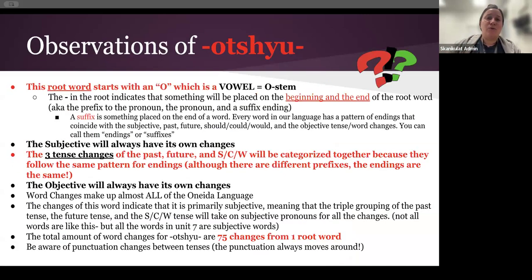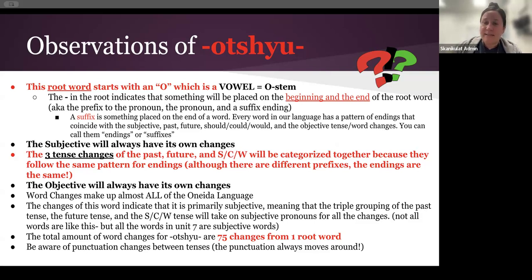Okay. So observations of ochu I already mentioned. It starts with an O, which is a vowel, so it's the O stem. The dashes at the beginning and the end mean that something's going to be placed at the beginning or at the end. Just to emphasize, I mentioned this word suffix. A suffix is something that is placed at the end of the word. Our language has patterns of endings that also coincide with the tense changes. Sometimes I call them endings, sometimes I call them suffixes. It's essentially the same thing.